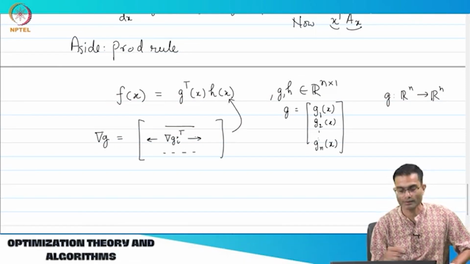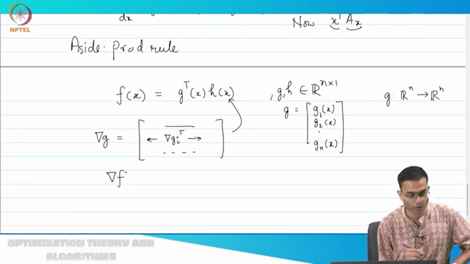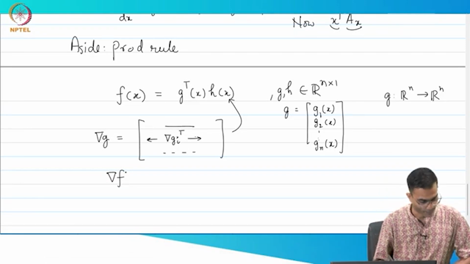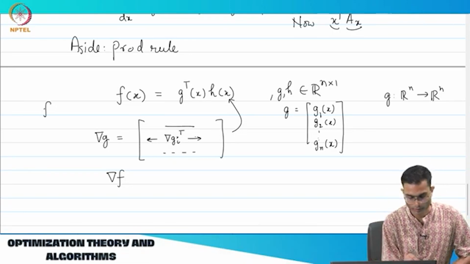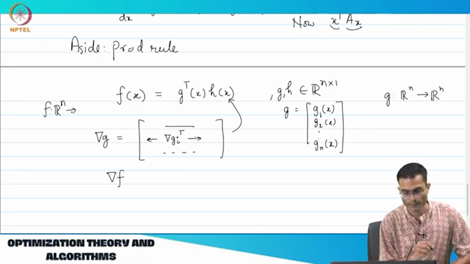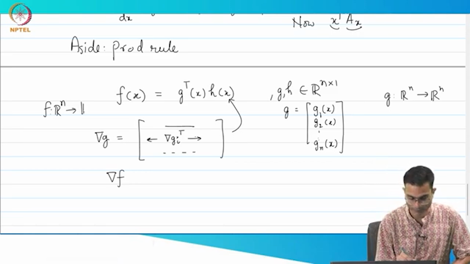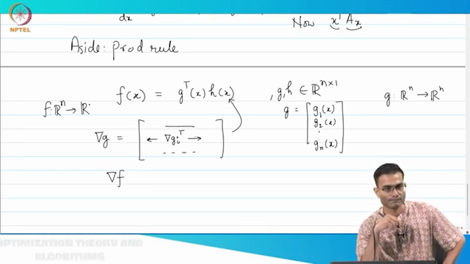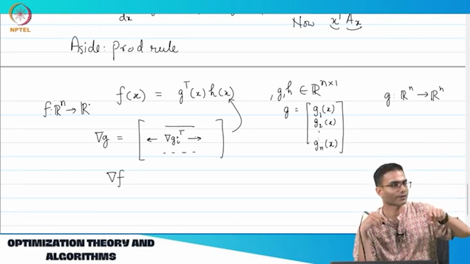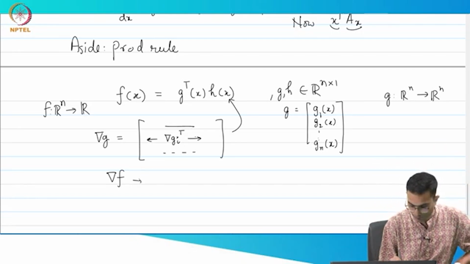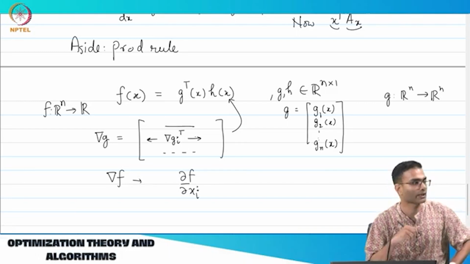Now, what am I doing? I am multiplying g transpose and h, and the whole point of the product rule is to calculate this grad f for me. Now, grad f is from Rn to R. f is a scalar function. So grad f is going to be a column vector: df by dx1, df by dx2, up to dxn. So if I want to find grad f, the thing I should find out is df by dxi. If I can get this, I am done.